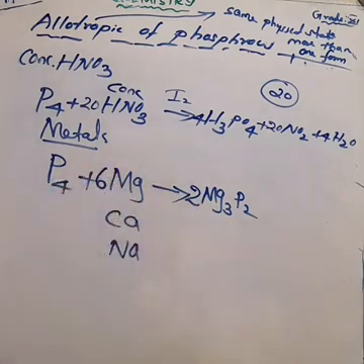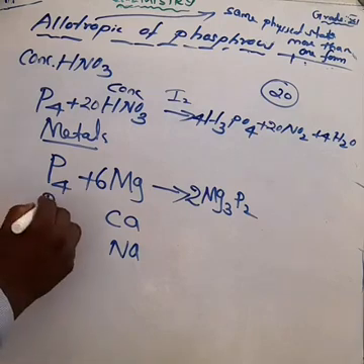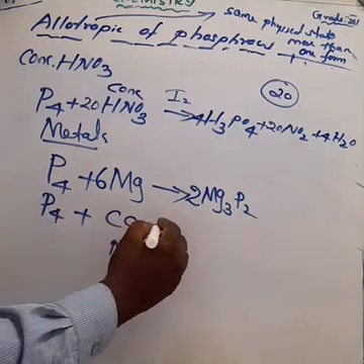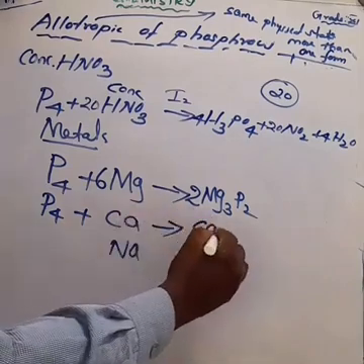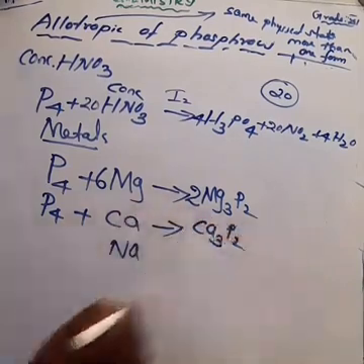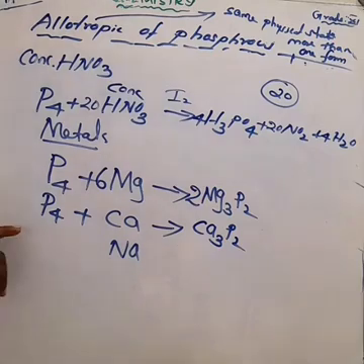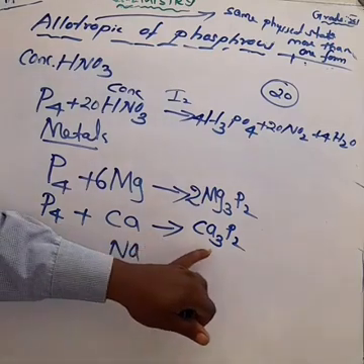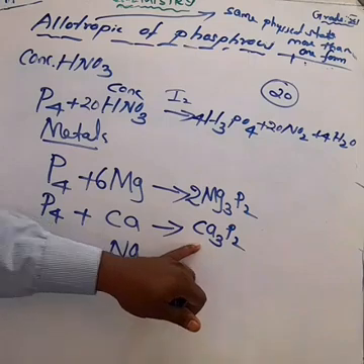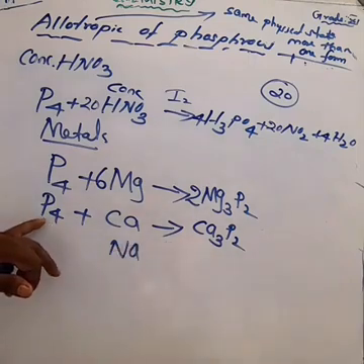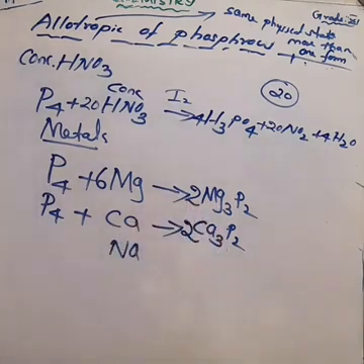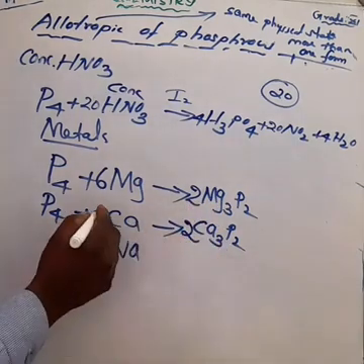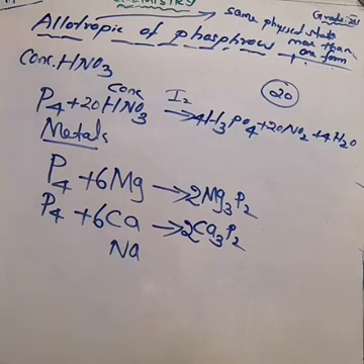Next one, calcium. Phosphorus reacts with calcium, and we get calcium phosphide. What is the formula of calcium phosphide? Ca3P2. So 3 calcium is there. Now we can balance the equation. The reactant side has 4 phosphorus, so make it 2 here, since 2 into 2 is equal to 4. How much calcium is there? 2 into 3 is equal to 6. So 6 calcium. Now the equation is balanced.